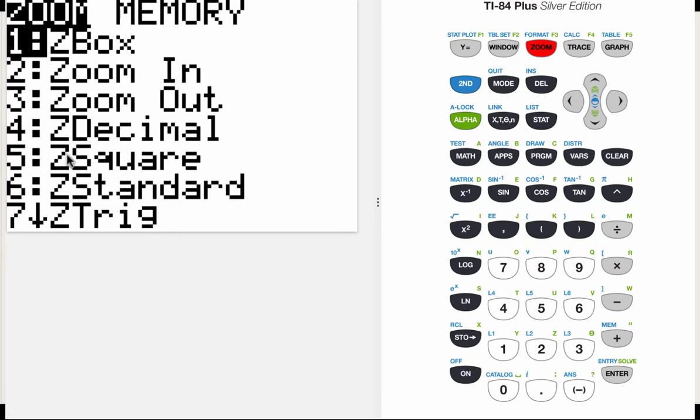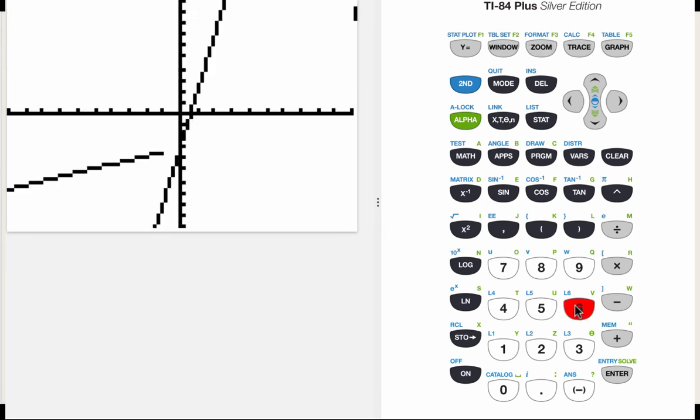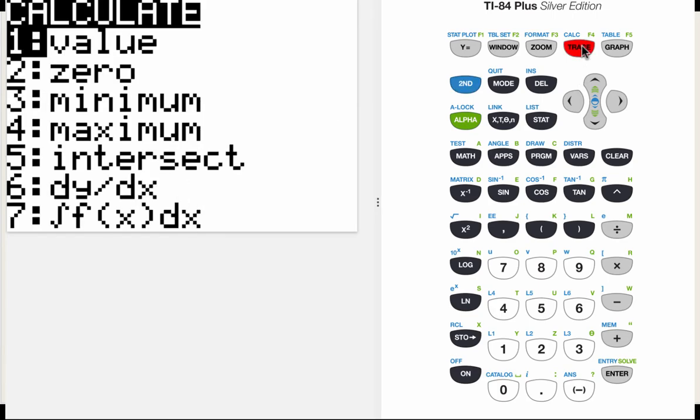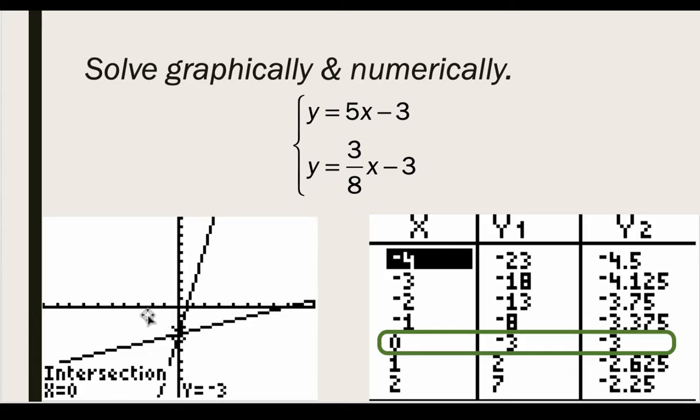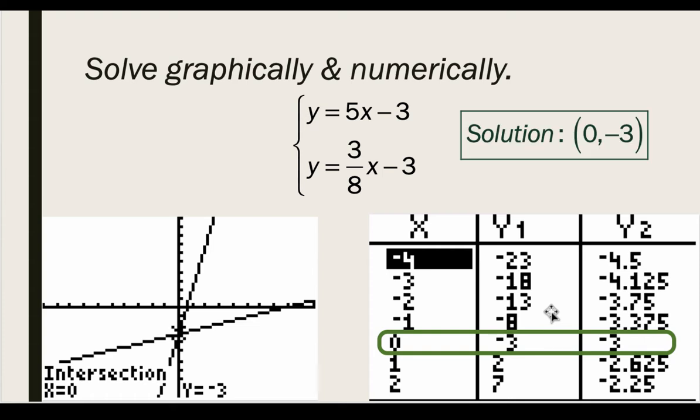Again, I'm going to do zoom 6 for that standard 10 by 10 graph, and I'm going to find the intersection that I see. So second trace, option number 5 again. We found the intersection graphically and numerically, so my solution is (0, -3).